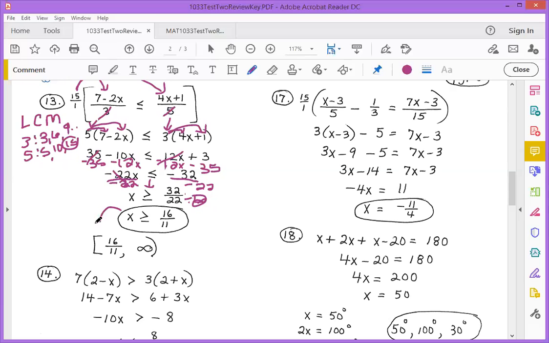And in interval notation, because we have that greater than or equal to, 16/11 should have a bracket. And we're shading in the direction of positive infinity, so we should have parentheses around infinity.